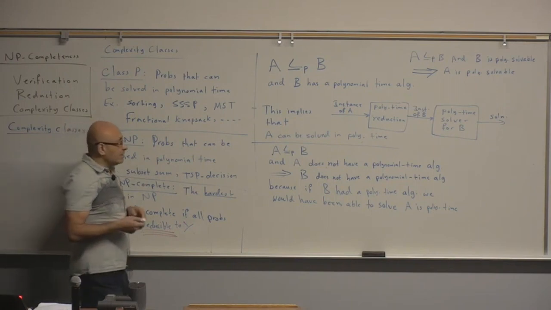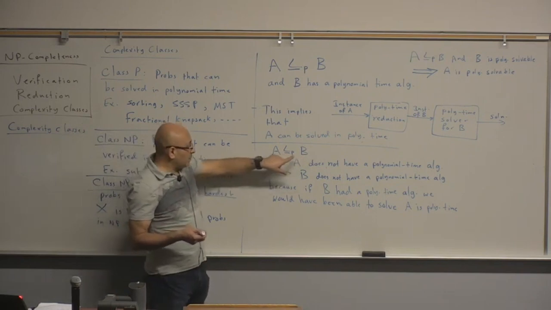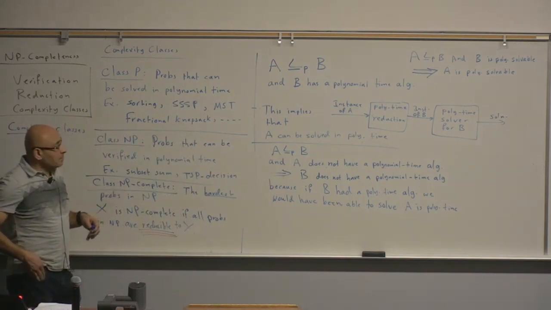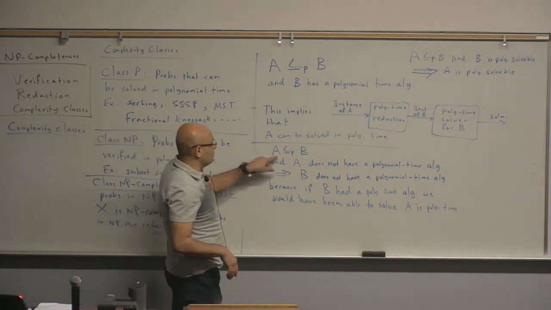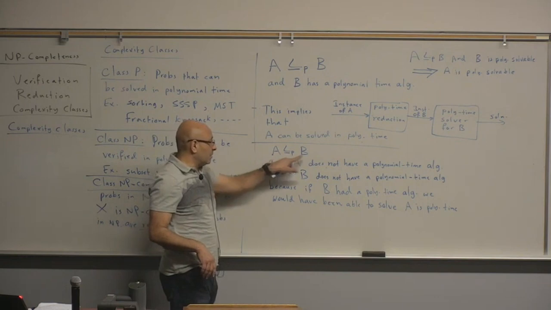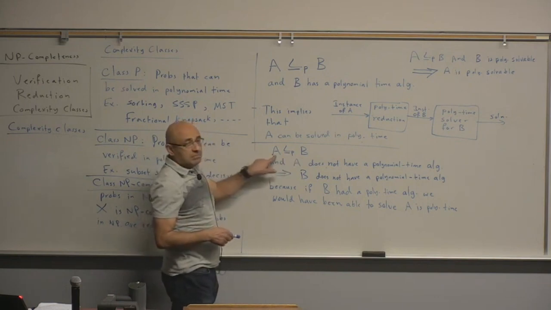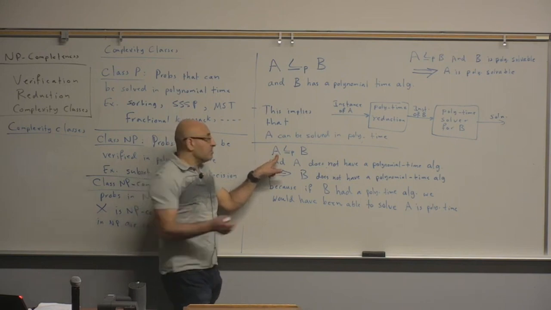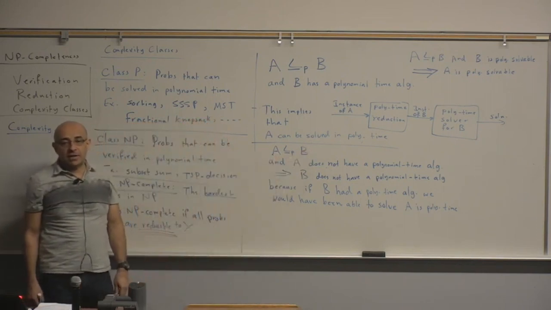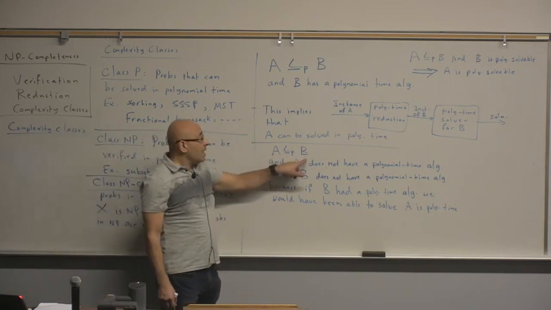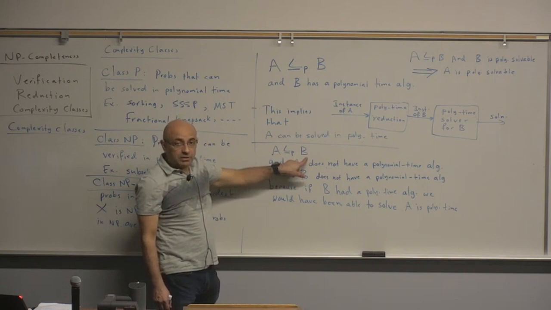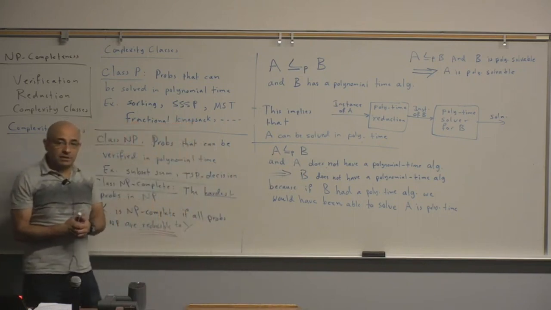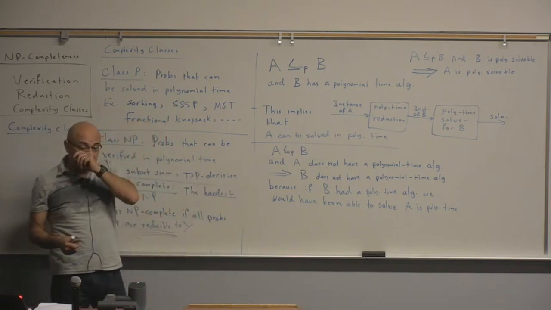Okay. So now what if I tell you that A is polynomially reducible to B, and A has a polynomial time solution. What does this tell you about B? It cannot tell you anything, right? If the easier problem has a polynomial time solution, the harder problem may or may not have a polynomial time solution. And if A is reducible to B, and B does not have a polynomial time solution, again, you cannot draw any conclusion about A, because A is easier, less than or equal to B in difficulty. So A may or may not have a polynomial time solution.